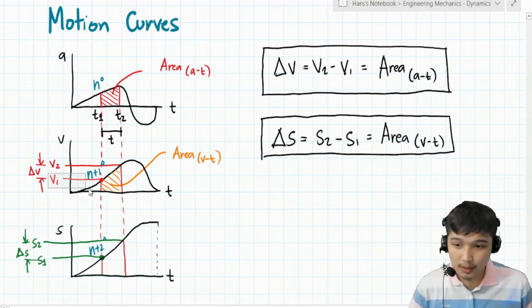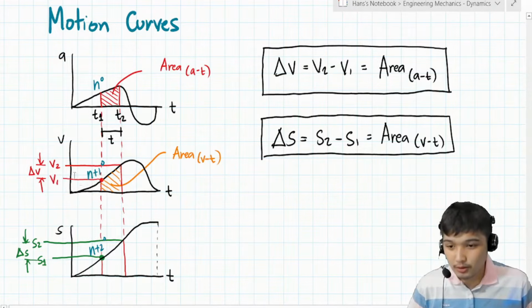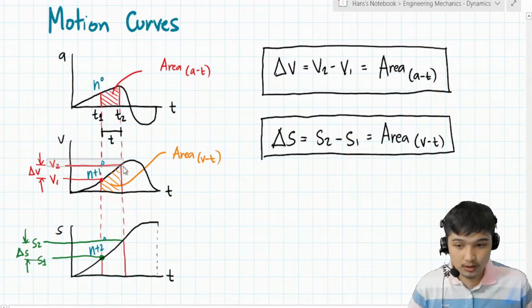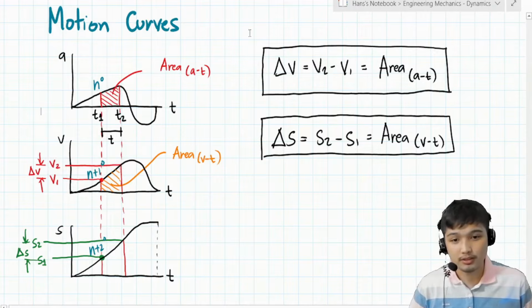So, let's say, for example, we have V1, which is at T1. So, in order for us to solve yung V2, at T2, what we need to do is to add yung area ng acceleration time diagram in between T1 and then T2. Kunin natin yung area, i-add natin yan dun sa V1. So, therefore, V1 plus this area will become the V2. Okay? So, that's the relationship, which is this one.